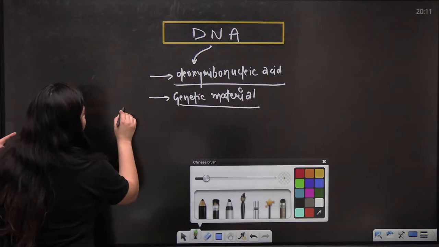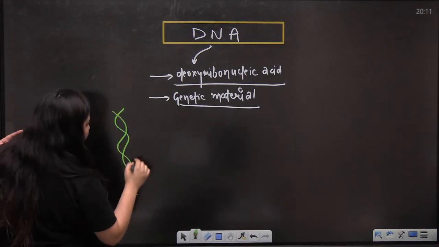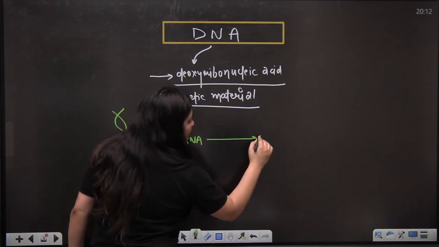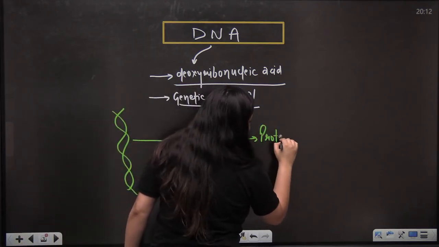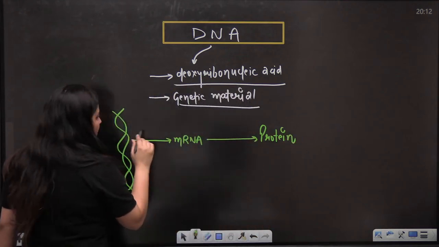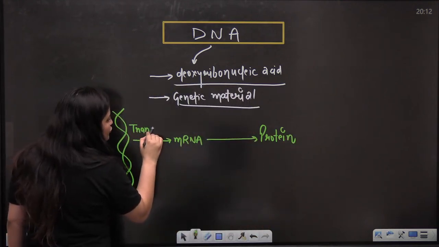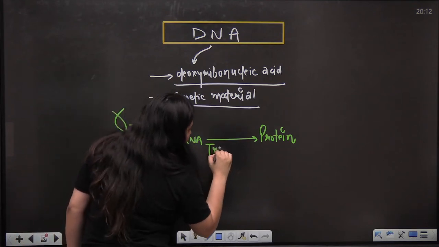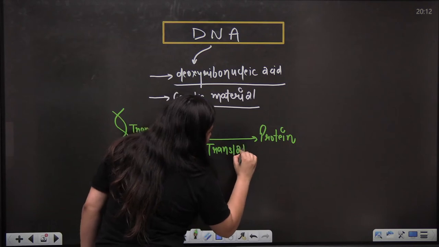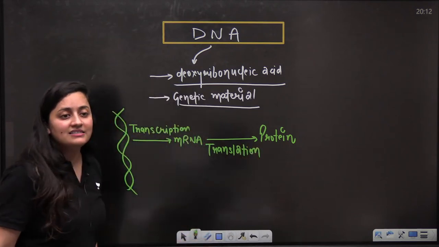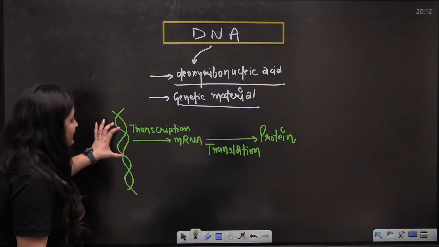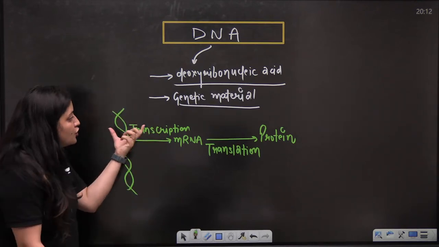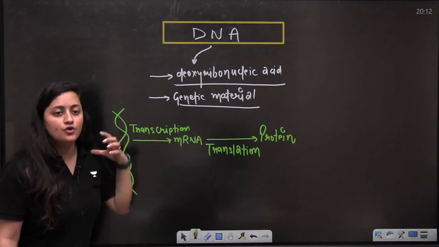Let's talk about the central dogma here. Here we have the DNA. DNA is going to form the mRNA. mRNA is going to form the proteins. So DNA to mRNA, it is transcription. mRNA to protein, there will be translation. This is the flow of information. It is just like a storehouse having all the information to run the cell. So we should know about its structure.